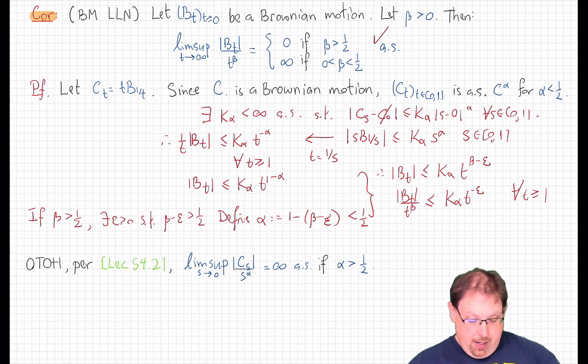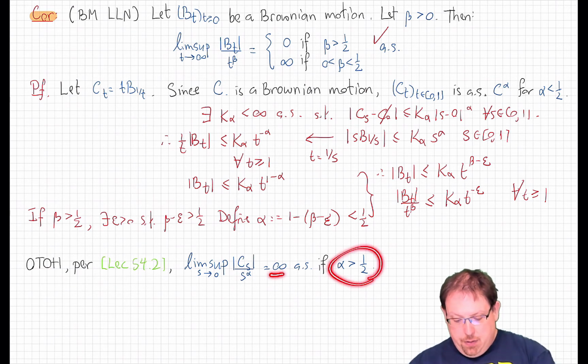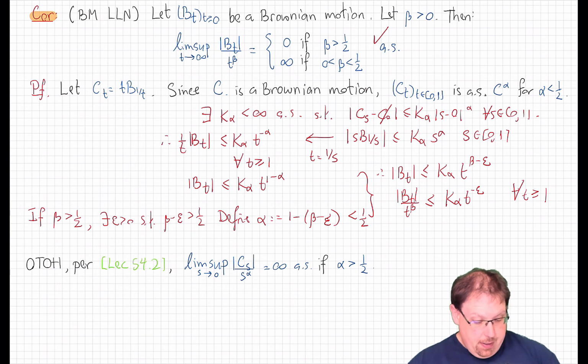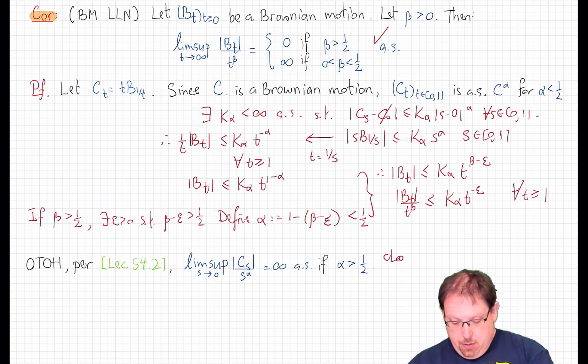Great. Now, what about the case where beta is less than 1/2? Well, on the other hand, per what we proved in lecture 54.2, the lemma at the beginning of that lecture, the lim sup as s goes to 0 of a Brownian motion, which we'll realize in this case as the time-inverted Brownian motion C_s, divided by s to the alpha, is infinite for any alpha bigger than 1/2. So we'll do the same sort of thing here. We'll choose alpha so that it's equal to 1 minus beta. That's fine here because we're interested in the case where beta is less than 1/2, and therefore this alpha will be bigger than 1/2.